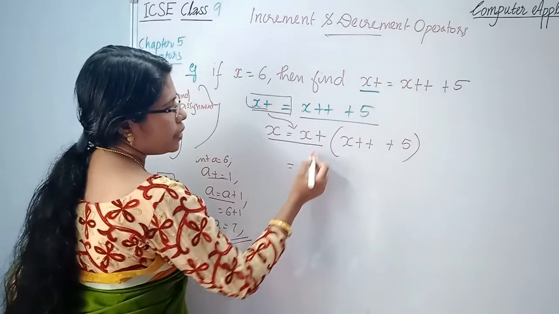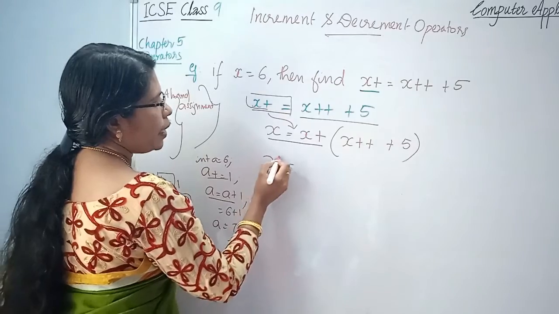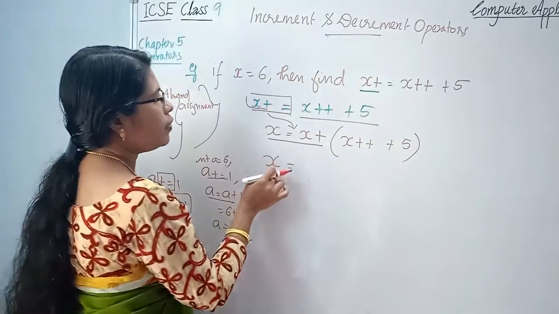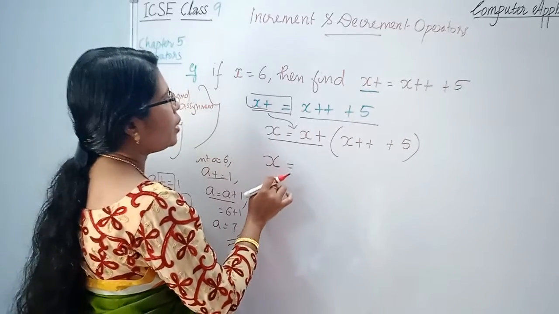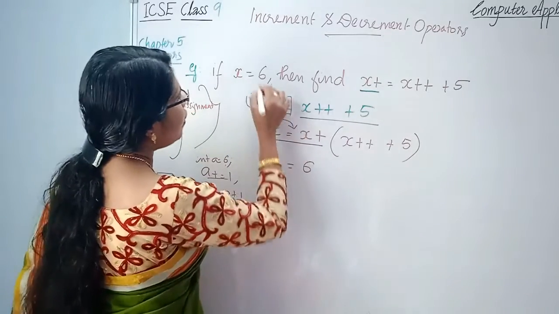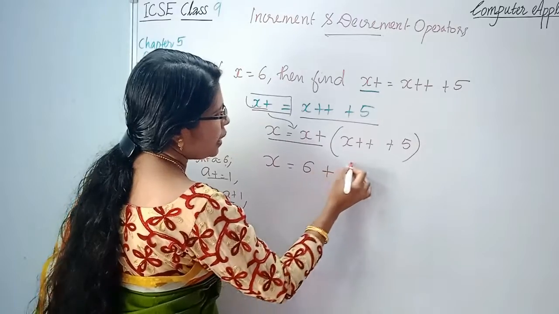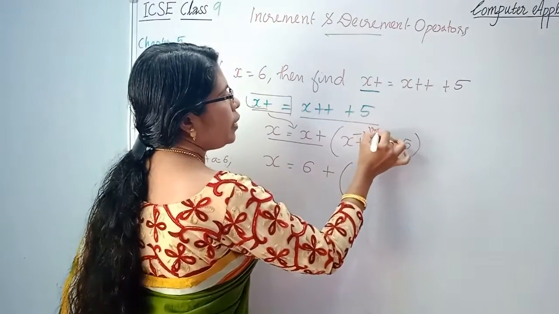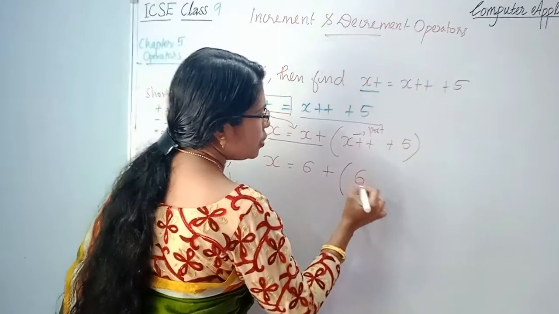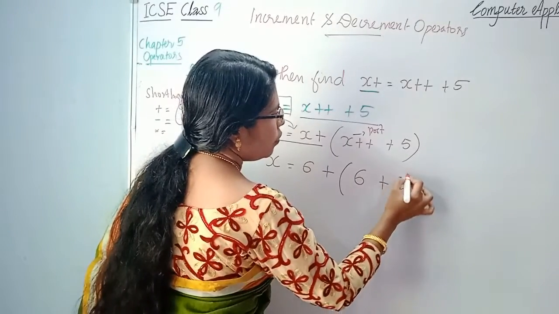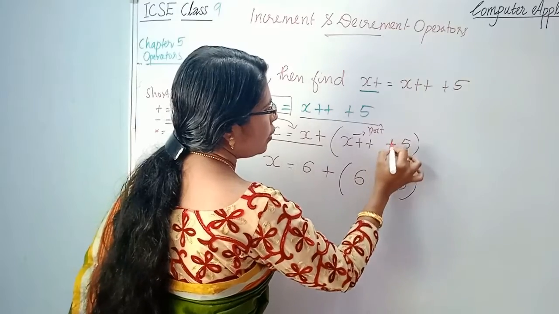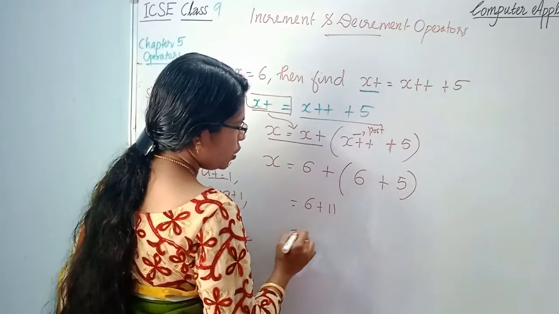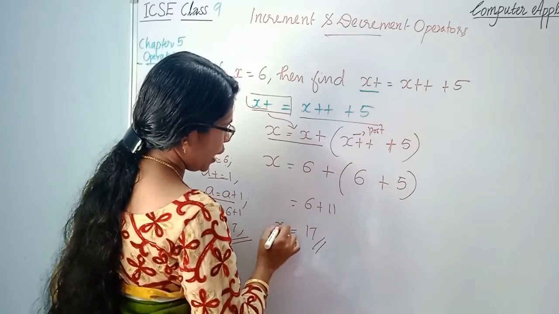Here x plus, now you can substitute the value. The updated value should be assigned to the variable x. So we will write the x variable equal to x plus. X plus means the value of x equal to 6. 6 plus x plus plus, that is the post increment operator. We will use the value first, and we will add the given value plus 5. So what is the value of this one? 6 plus 11 equal to 17 is the value of x.